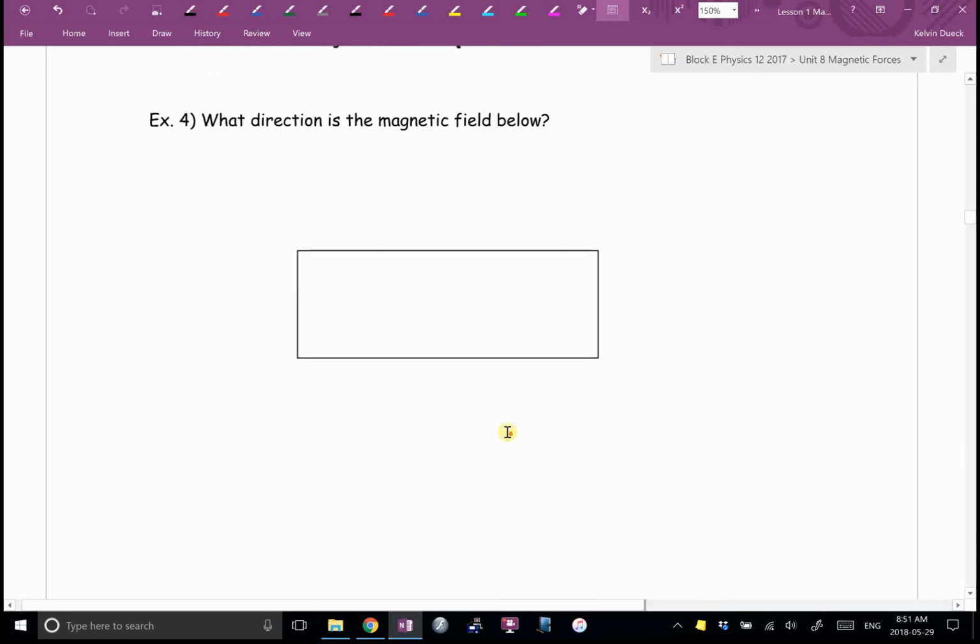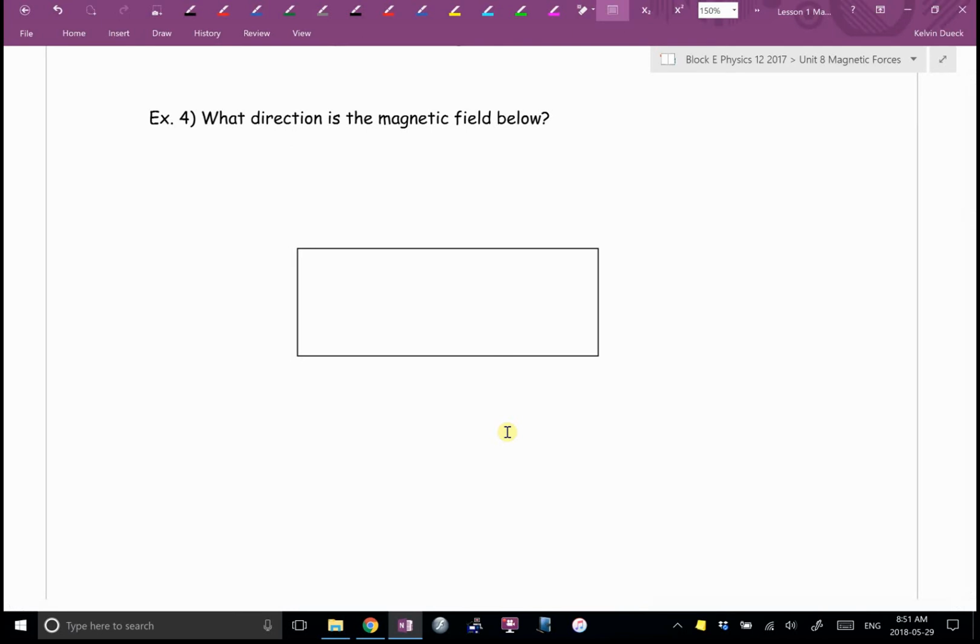So, example 4 says, what direction is the magnetic field below? I didn't even give you a solenoid because I also want to teach you how to draw a solenoid. I just gave you the iron core that we're going to wrap it around. So do me a favor, please. Put a battery right there. Connor's figured out where we are now? Yes. Okay.